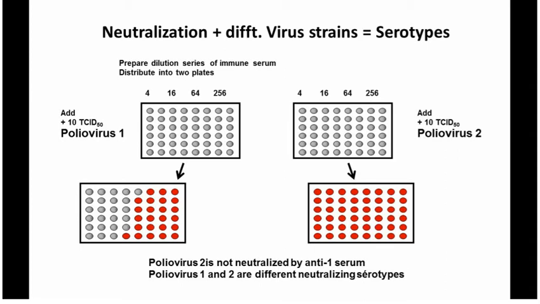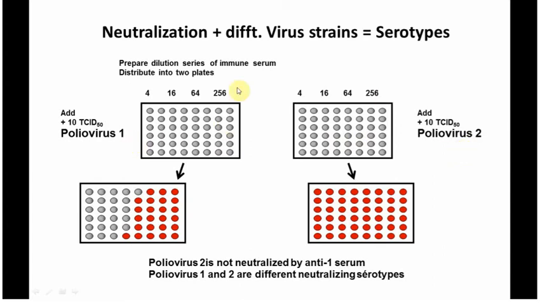Well, if you were to do this experimentally, imagine you've got an immune serum from a person who has been infected by poliovirus. And then you prepare serial dilutions of this immune serum in 2 different plates. And then to one plate, you add the virus that comes from this person. Let's call it poliovirus 1. And to the other plate, you add a constant amount in all the wells of poliovirus 2.